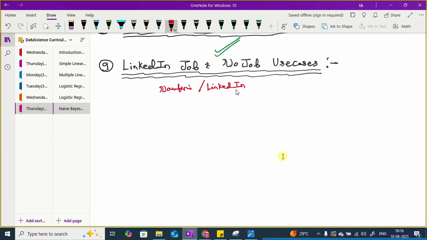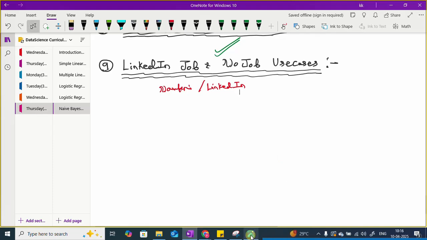So here I'm trying to solve a business use case based on how many people are actively looking for a job, and how many are not actively looking for a job but are still present on LinkedIn. I'm trying to find out that information. Let me write down the question.